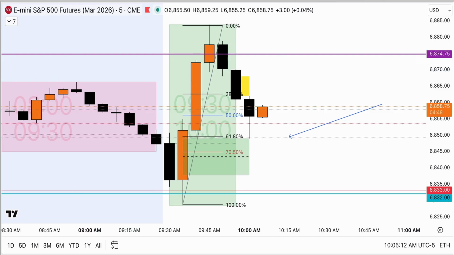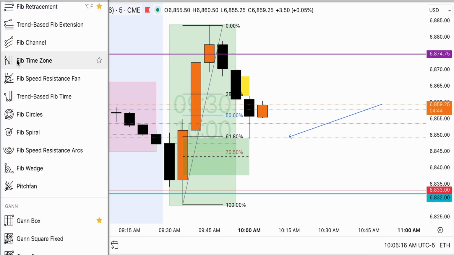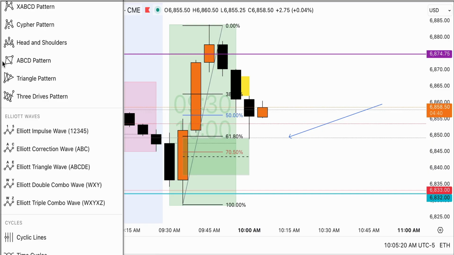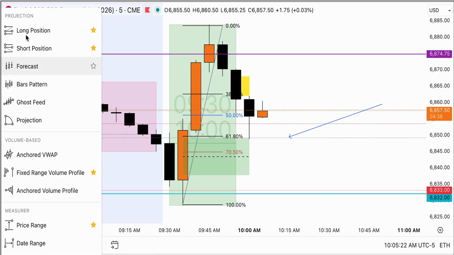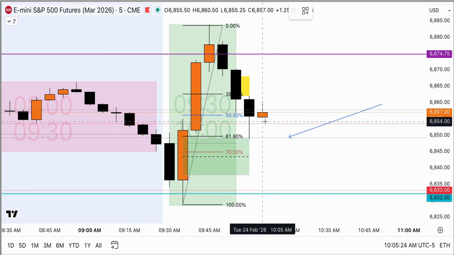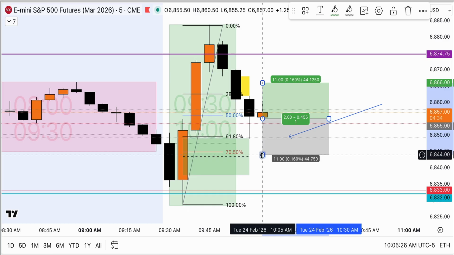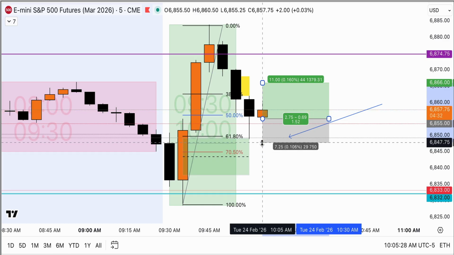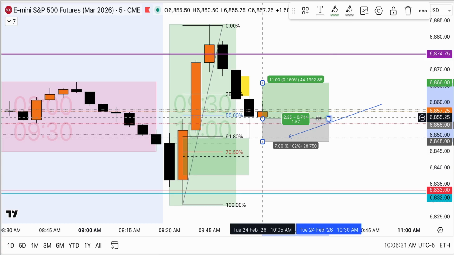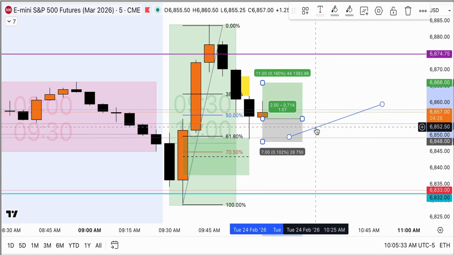All right, so we do have a rejection. So long there, put your stop loss. All right, so long at the open. Now I'm using this swing low as my stop loss, so 7 points, and the targeting is pretty straightforward.